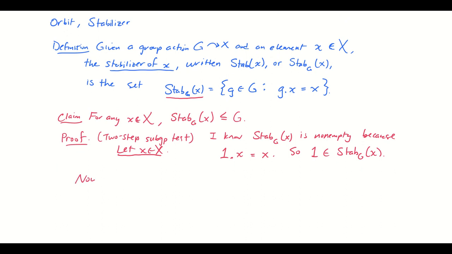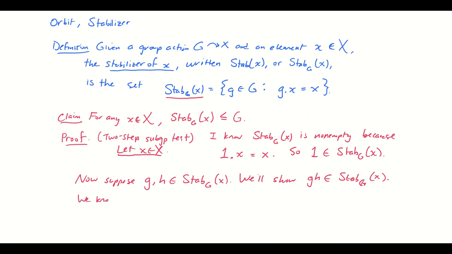So that's one thing. Now, the first proper step of the subgroup test is showing closure. So let's suppose G and H both belong to stab of X. We'll show GH also belongs to the stabilizer of X. All right, to do this, we know since G and H both belong to the stabilizer that G acts on X to produce X, and H acts on X to produce X. In other words, G and H both leave X alone.